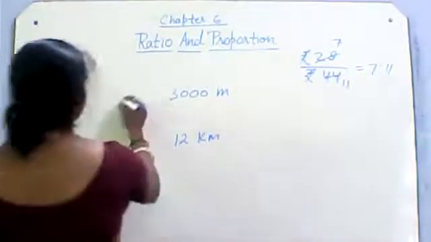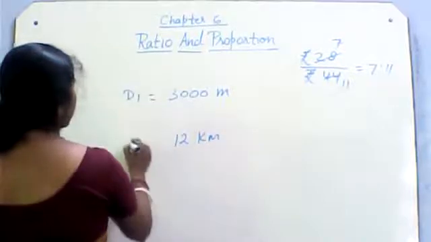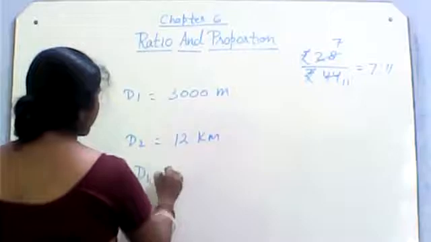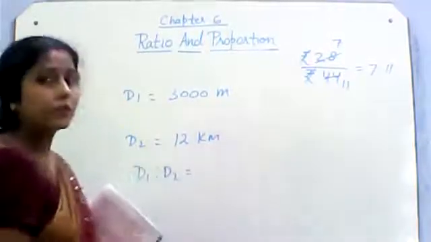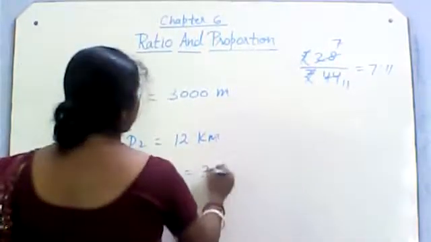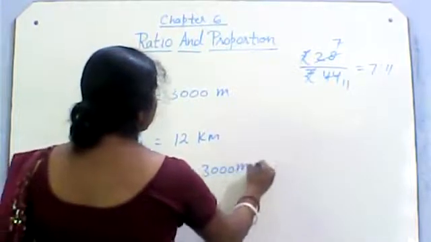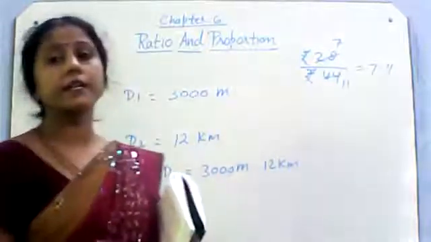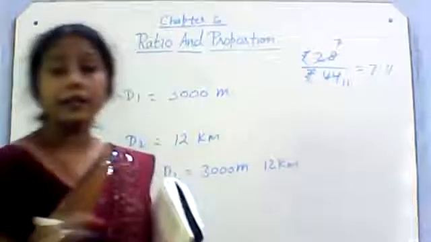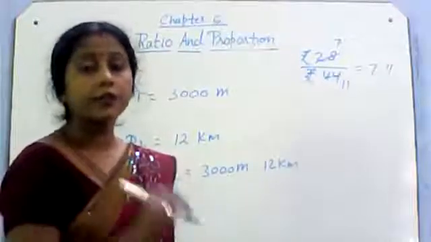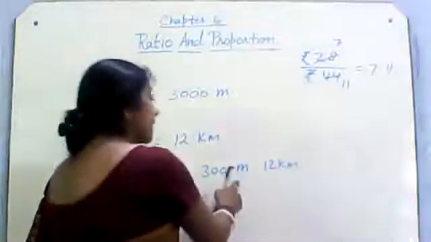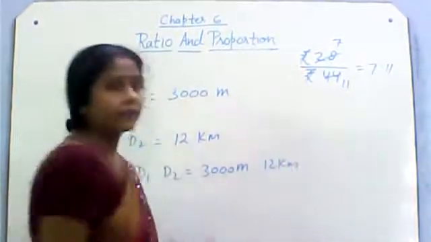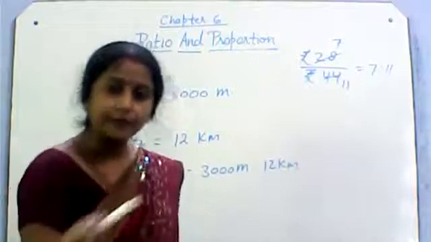Just find out the ratio between this. Suppose distance 1, D1 and distance 2. So you have to find out D1 ratio D2. What do you have to do? D1 ratio D2 means 3000 meter ratio 12 kilometer. Now 3000 meter is there and kilometer is there. We cannot cancel meter and kilometer. So what do you have to do? We have to change this meter into kilometer or this kilometer into meter. We have to change the unit in same.